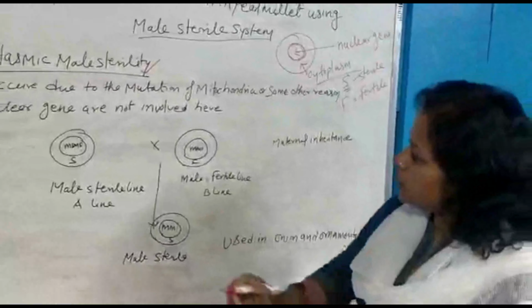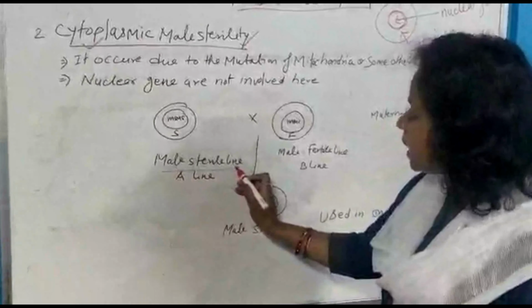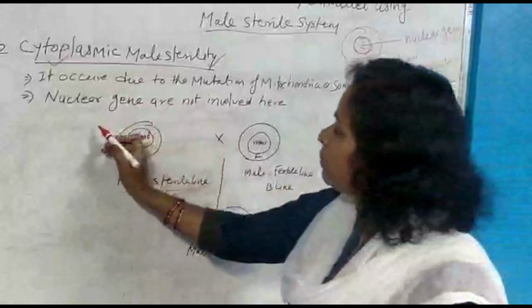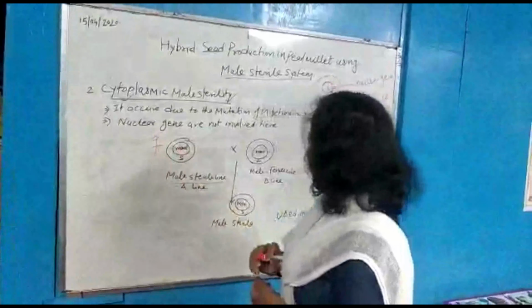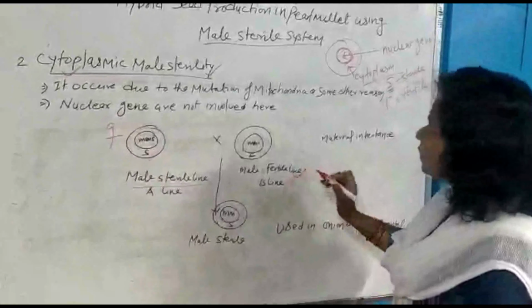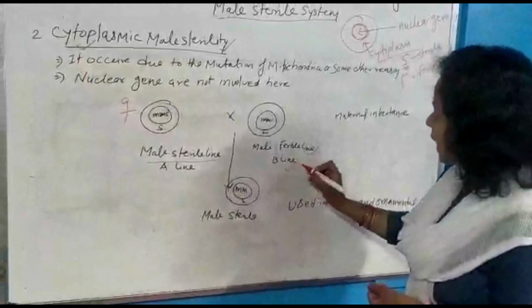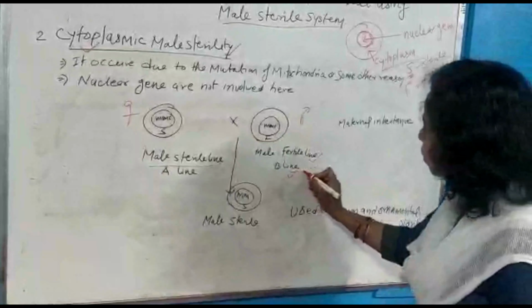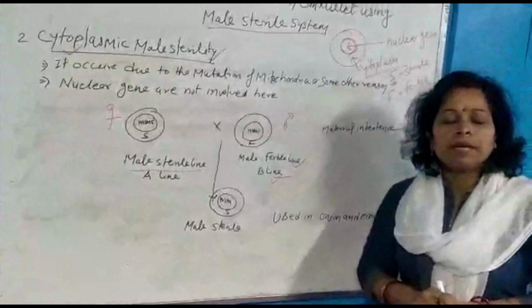So here we take the male sterile line, and the male sterile line is always used as the female parent. The second one is the male fertile line, or B line. We use this line as the male parent, and it is also known as the maintainer line.